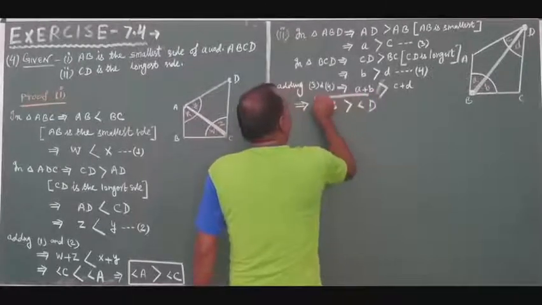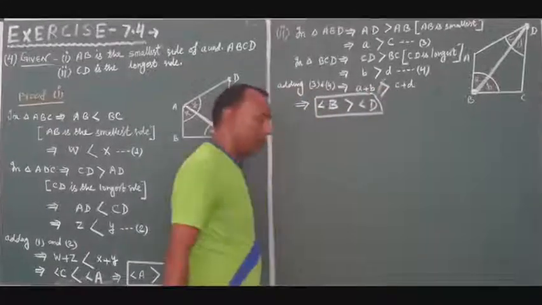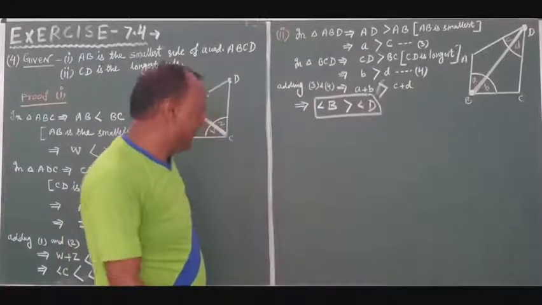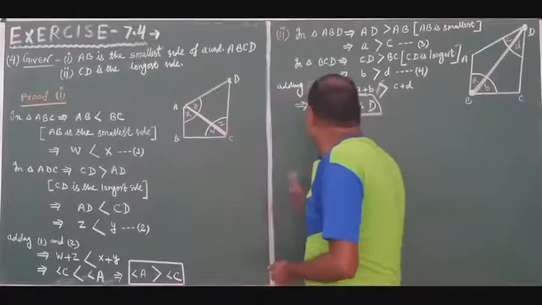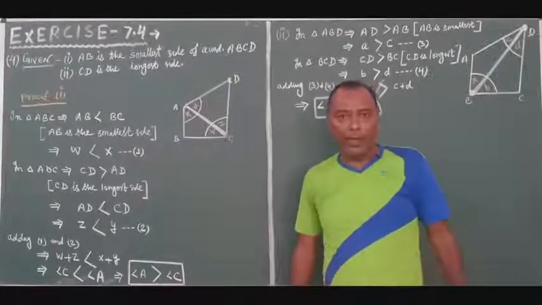So now these two parts are proved. The first part, angle A is greater than angle C, and the second one is angle B is greater than angle D.